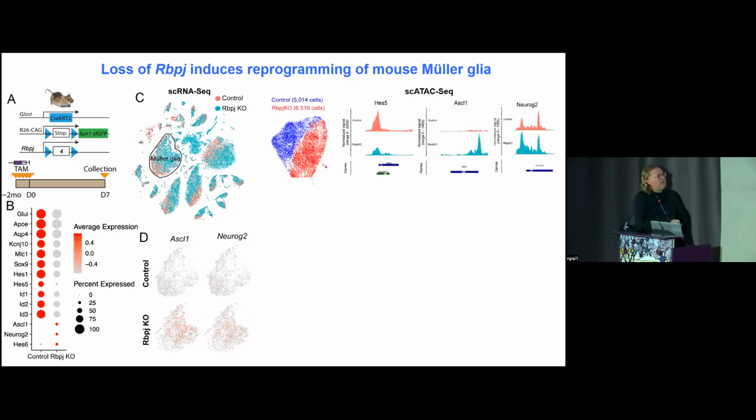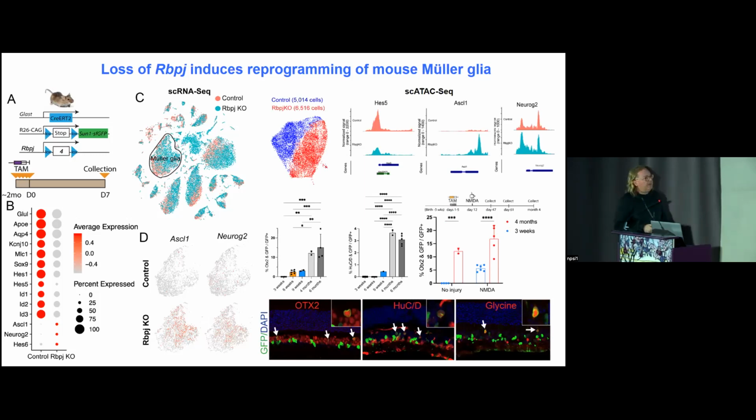We can see more dramatic changes using ATAC-seq. We see that the two populations at this age are essentially non-overlapping. We see that accessibility at Notch target genes such as HES is down, whereas ASCL1 accessibility, which is basically inaccessible in the control, is now accessible and able to be activated.